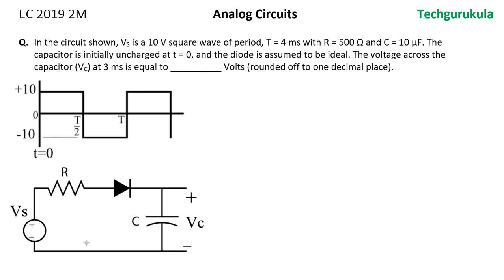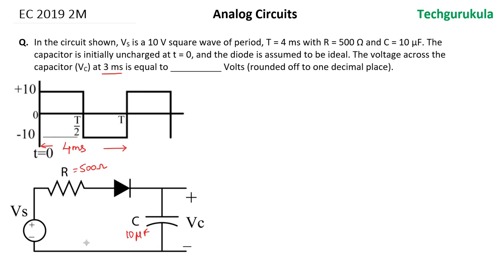So here the time period is given, which is 4 millisecond, and R is given, which is 500 ohm, and C is given, which is 10 microfarad. The capacitor is initially uncharged at t equal to 0 and the diode is assumed to be ideal. The voltage across the capacitor at 3 milliseconds is dash volts, rounded off to 1 decimal place. So what is the voltage across the capacitor at 3 milliseconds?